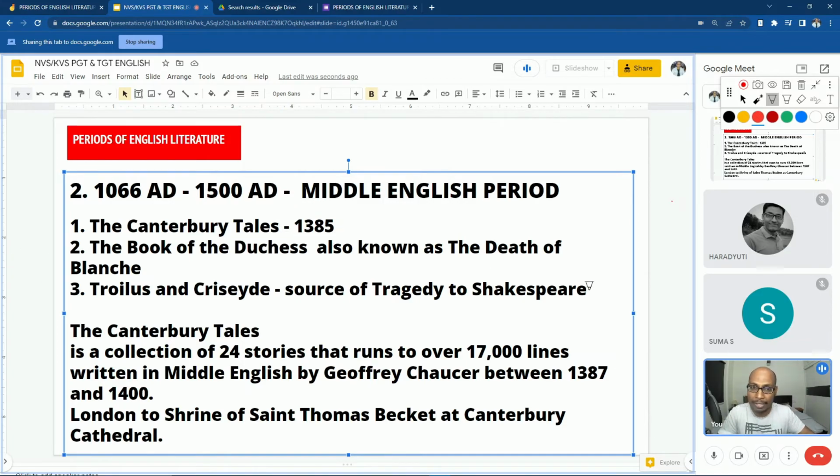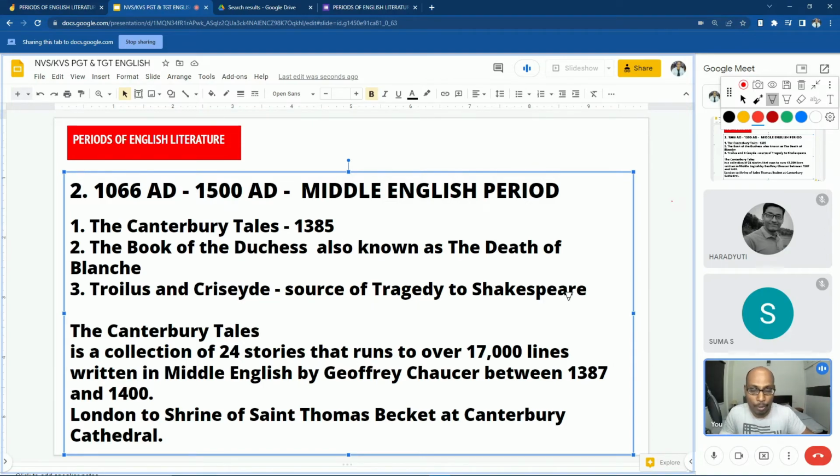And then he wrote a few more books. The Book of the Duchess. What is the name of the book written by Geoffrey Chaucer? The Book of the Duchess, also known as the Death of Blanche. Pronunciation might be different. And then the third very famous book from Geoffrey Chaucer is Troilus and Criseyde. This is the source of tragedy to Shakespeare.